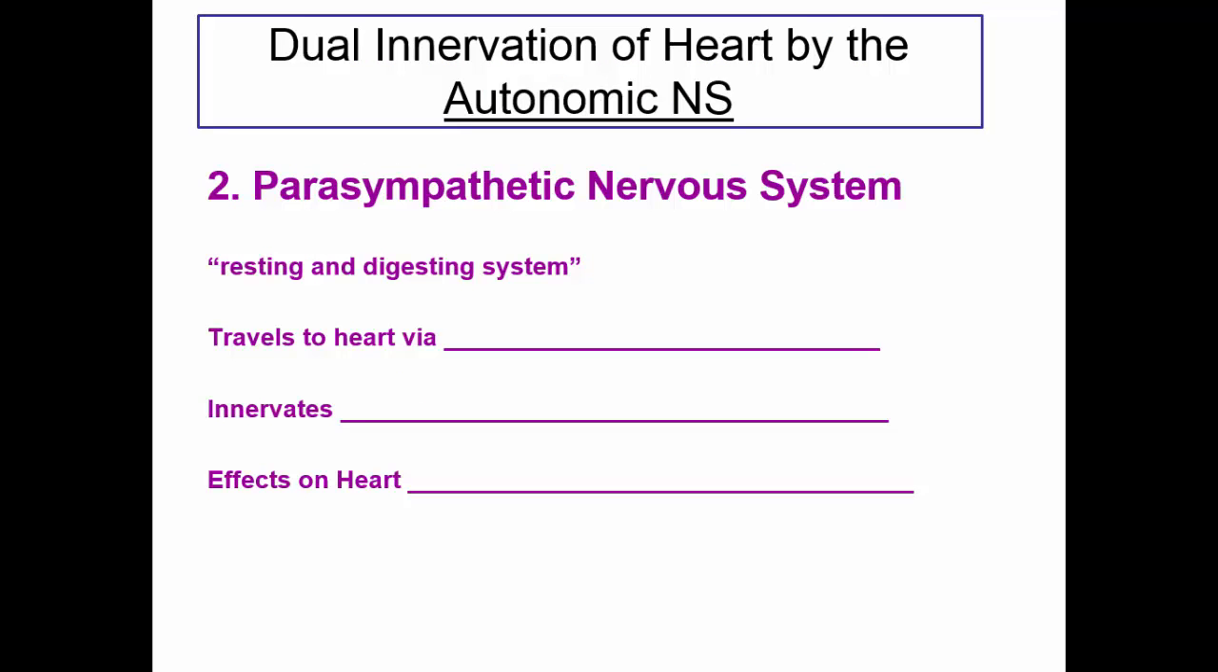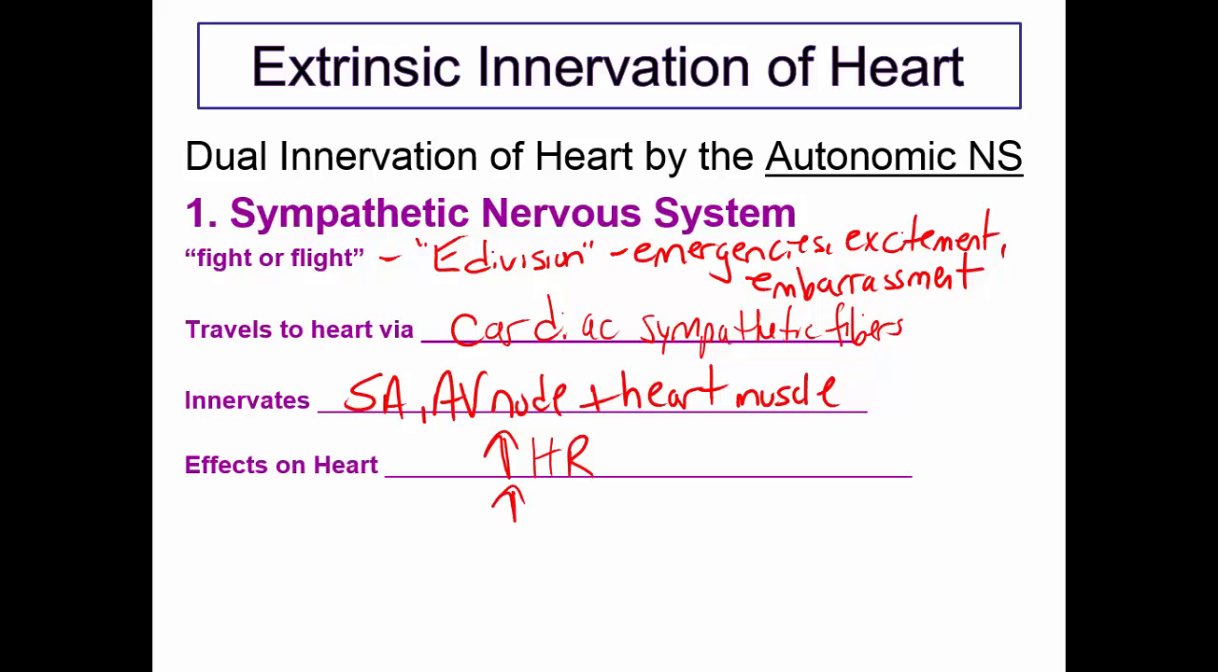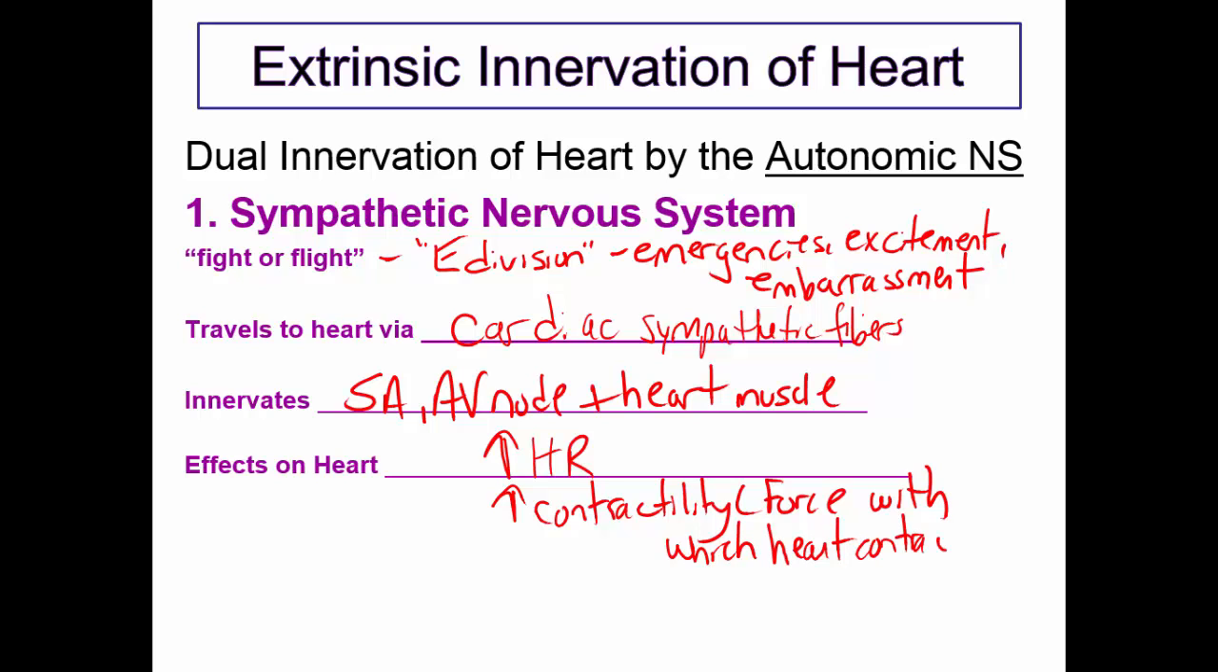It also would increase the contractility of the heart muscle. And contractility means the force with which the heart contracts. So this is the effect of the sympathetic nervous system on your heart. By the way, it increases the force or the contractility by increasing the entry of calcium into the muscle cell, which you remember will prolong the action potential, will prolong the plateau of the action potential.